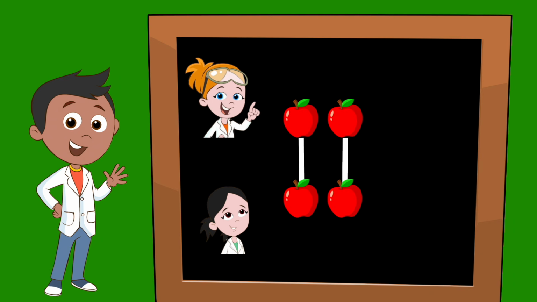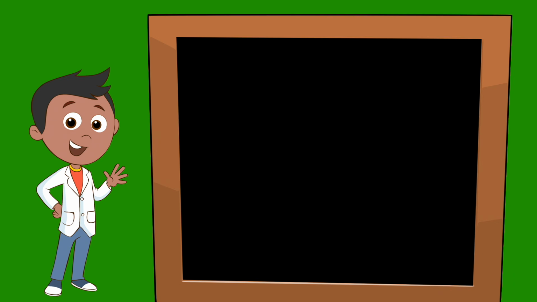But this time, nobody has any extra apples left over. They have both run out at the same time. When this happens, that means that they have an equal number of apples. Let's do another one, but this time we're going to do it like you would in class. We're going to put it in a word problem format.